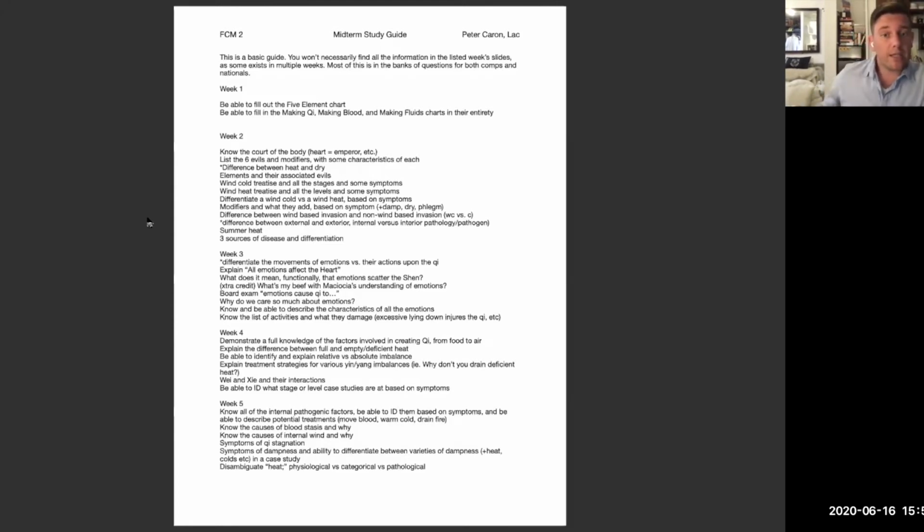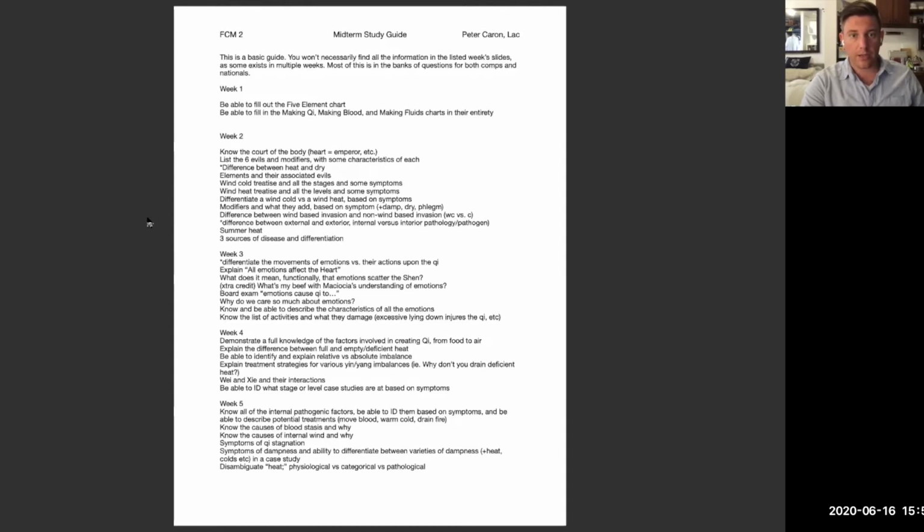Difference between wind-based invasion and non-wind-based invasion. So I might ask you again something like, which of the following is infectious? And remember that a cold invasion just means that you're in cold weather and that the cold got in you, and a wind cold means that you caught something, that you're actually sick. One is just environmental damage and the other is disease.